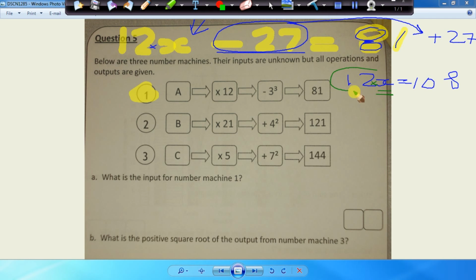12 is times. The opposite of times by 12 is? Divide by 12. That's 9. So x will give us an answer of 9. Lovely, beautiful. Question 5A is done. 5A is equal to 9.